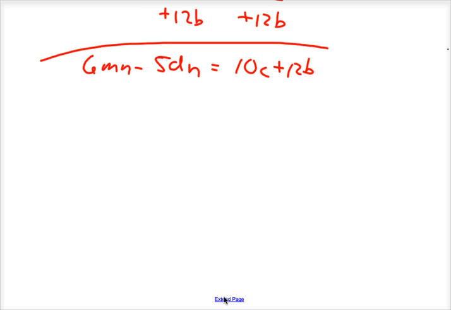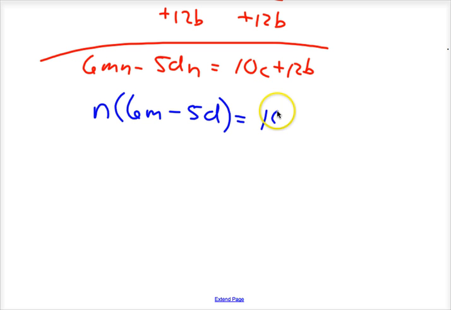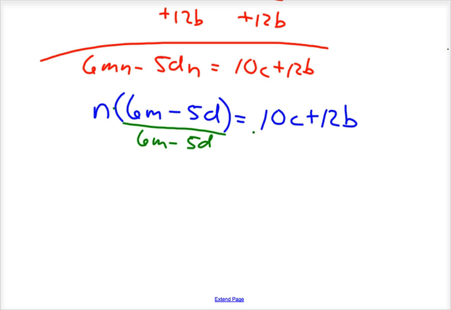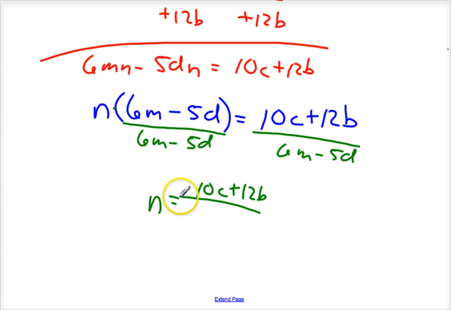Okay, so now on the left, I've got terms with n's in them. Now I do the move that I did in a previous problem. I take the n's out, factor out an n. And then finally finish it off by isolating the n. This is n times some quantity. This quantity could be any number. So all we need to do is divide that any number over. In this case, our number is the expression 6m minus 5d. So n equals 10c plus 12b over 6m minus 5d.